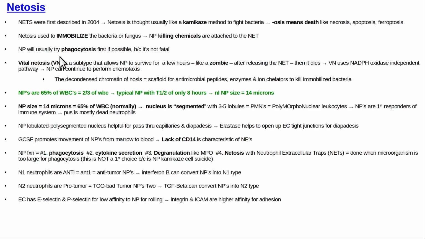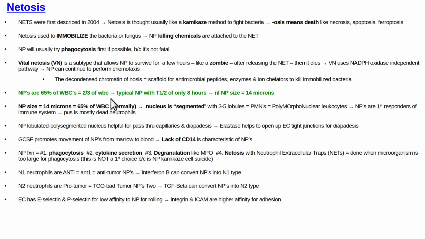Usually the neutrophil will try to phagocytize the bacteria first, because then it doesn't die. Vital NETosis means it's a subtype of NETosis where it only releases a small amount of its DNA, and it can survive a couple extra hours and even do things like phagocytize and some other things. And sometimes people describe that as being like a zombie, having incomplete DNA but still being, in a sense, alive. The decondensed chromatin, as I said, when you throw it outward is like a net. There's also ion chelators on there.